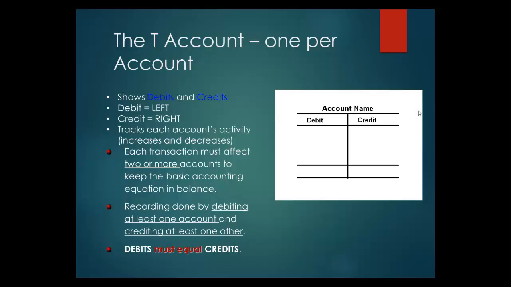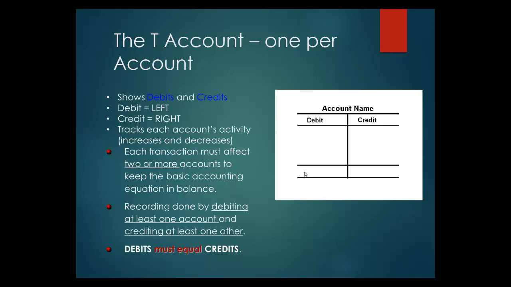So let's talk about the rules of debit and credit. And let's just say right now that debit and credit each of them have only one definition. Debit means left. Credit means right. They do not mean increase or decrease all the time. It depends on the account. So the T account, every account has its own T account. Cash has its own T account. Accounts payable, common stock, retained earnings, each has its own T account. And they're used to track each account's activity.